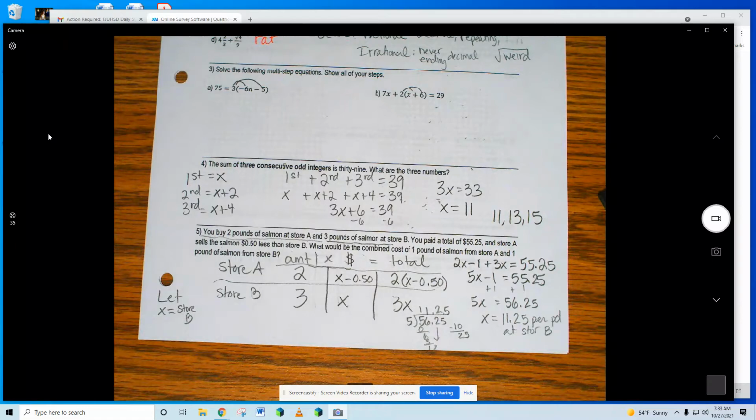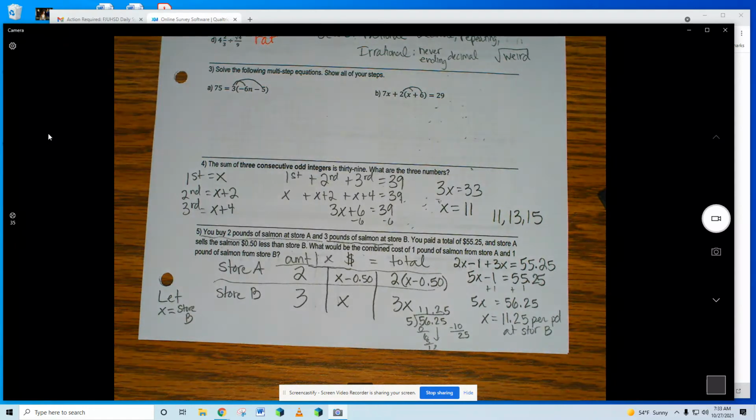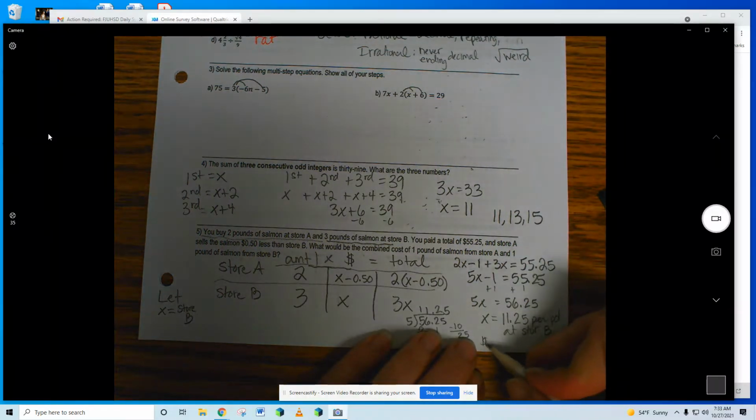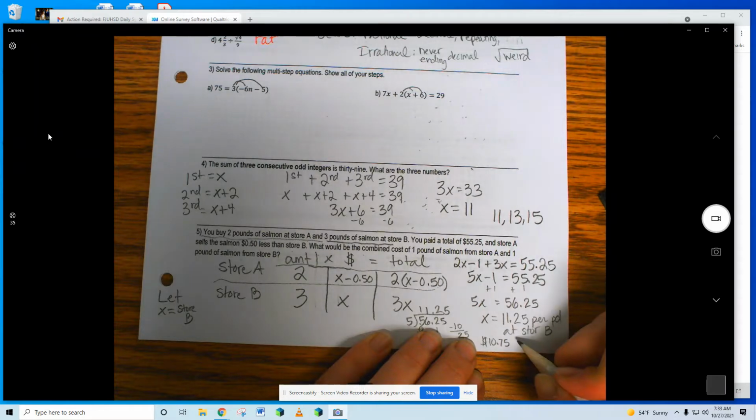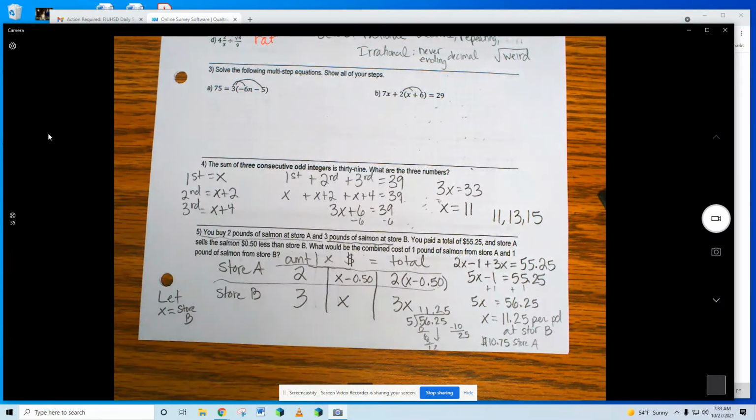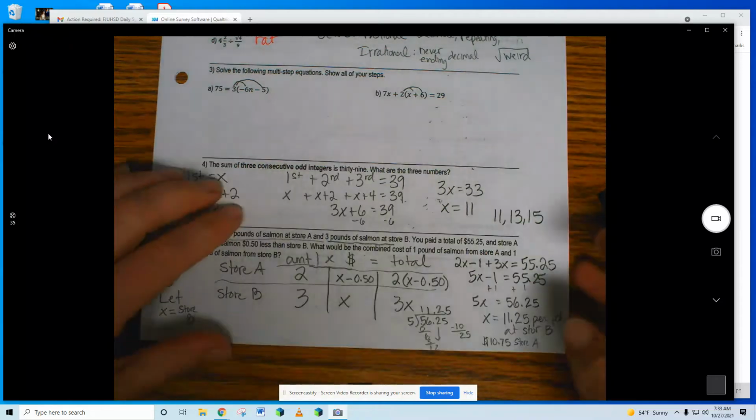So you basically look in the answer and try and find, you could also say, 50 cents less at store A. Well, if one store charges $11.25 and that's store B, I'm going to subtract 50 cents, $10.75 at store A. So $10.75 at store A. I need more room, huh? Okay. Turn the page.